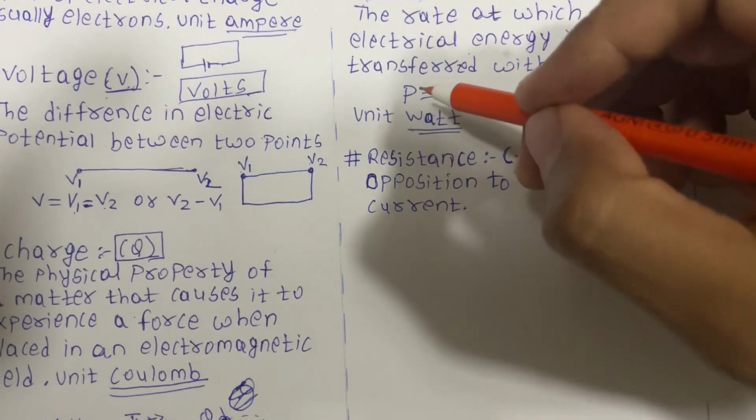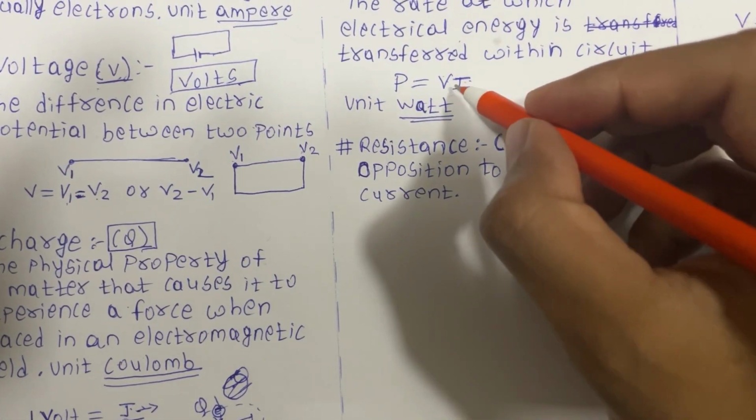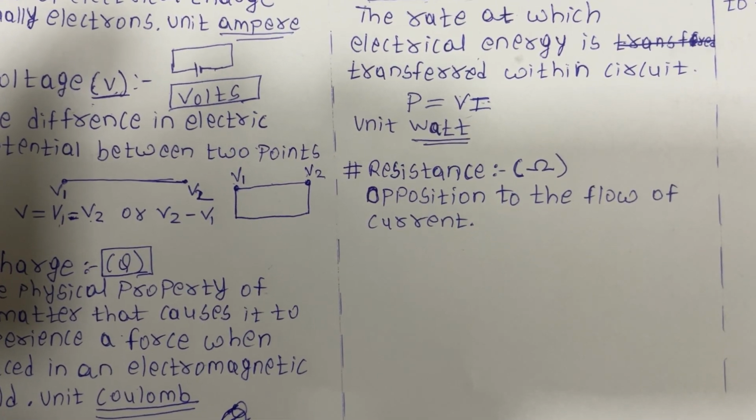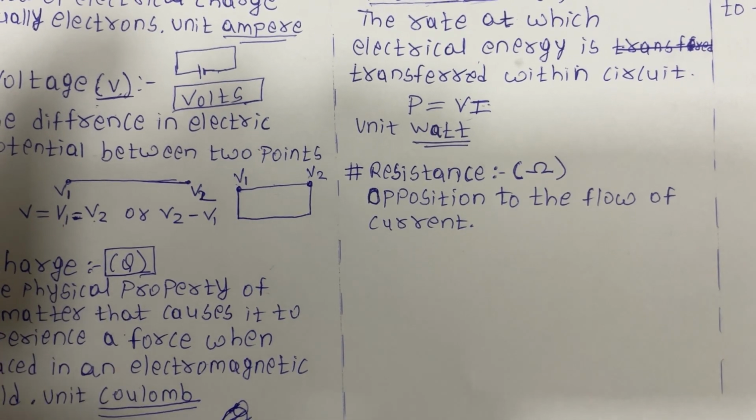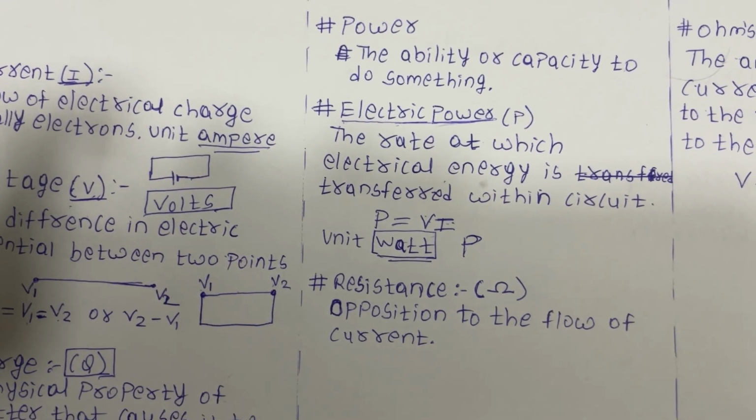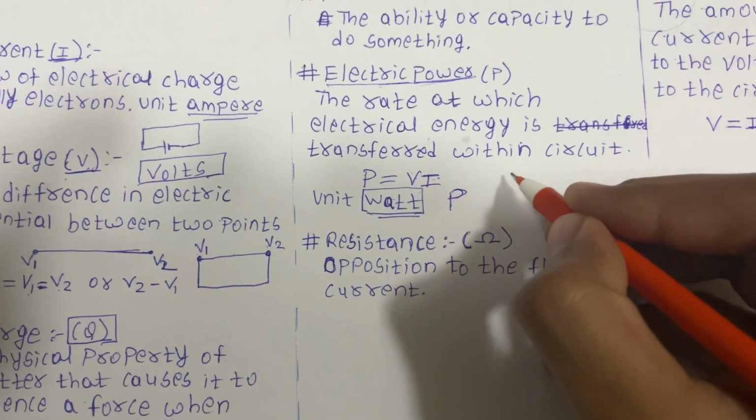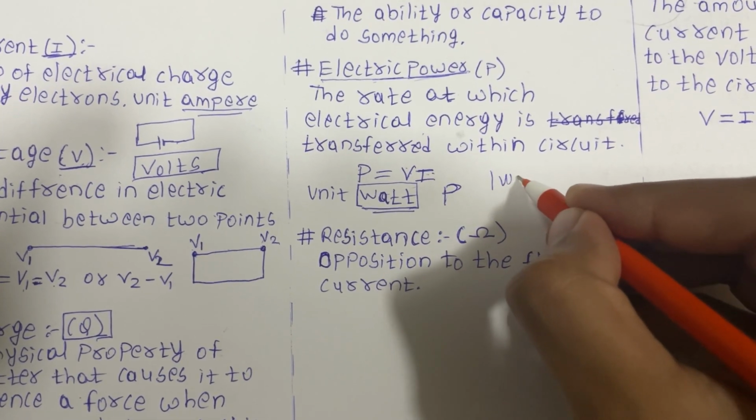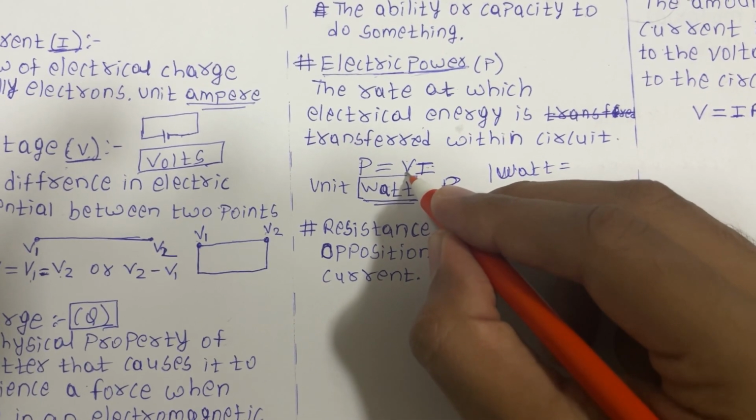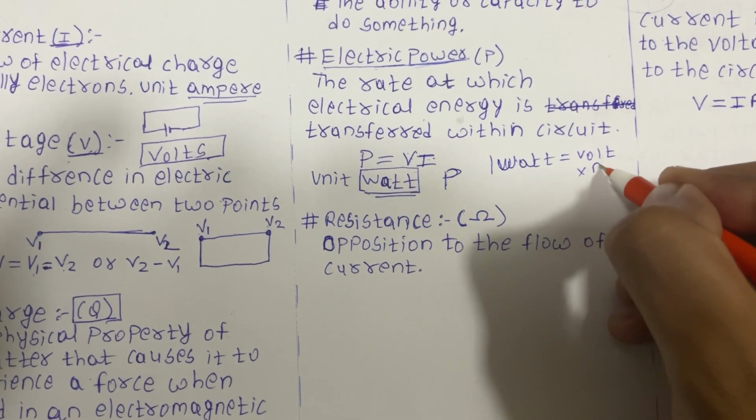So what is power? Simply, we can say it is voltage into current. This is the rate at which electrical energy is transferred within the circuit, and the unit of power is watt. How did this watt come? 1 watt is volt into ampere.